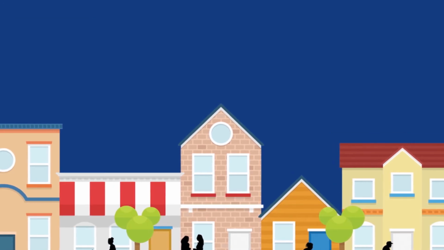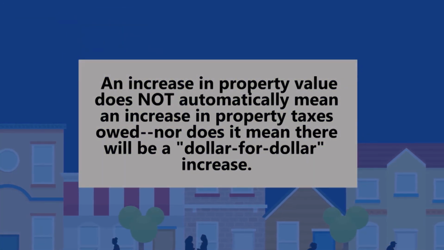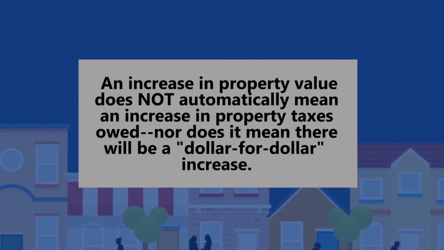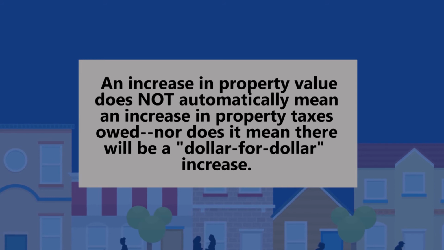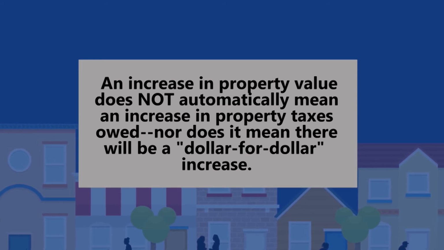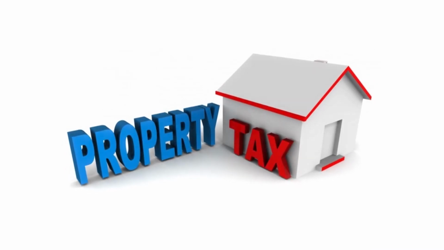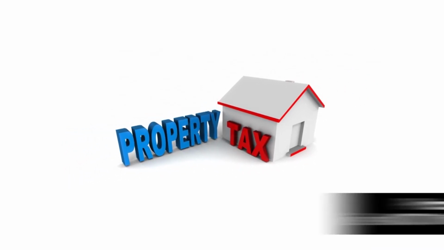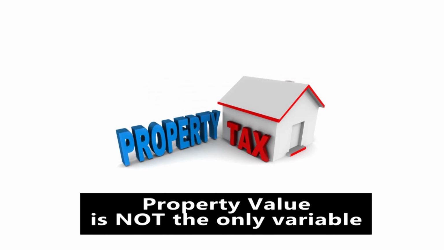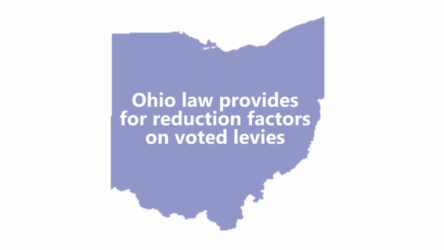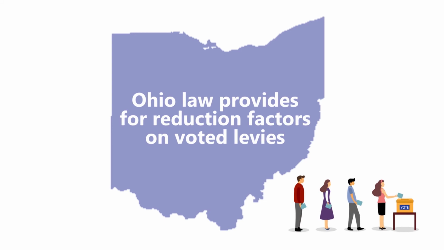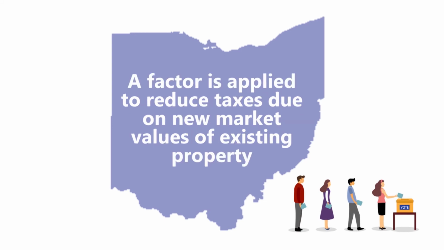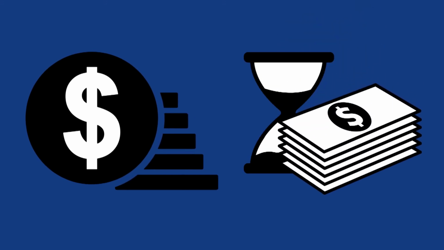Now, it's really important to keep in mind that an increase in property value does not automatically mean an increase in property taxes owed, nor does it mean there will be a dollar-for-dollar increase. While property value is part of the formula for calculating property tax, it is not the only variable. For example, Ohio law provides for reduction factors for voted levies. This means that a factor is applied to reduce the taxes due on new market values of existing property so that the entity will receive the same revenue that was received in the prior year.